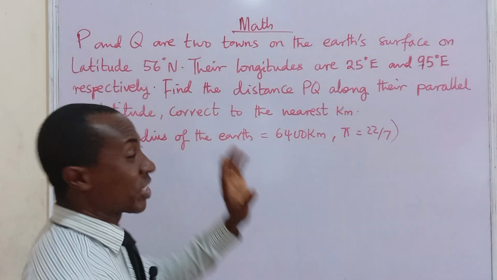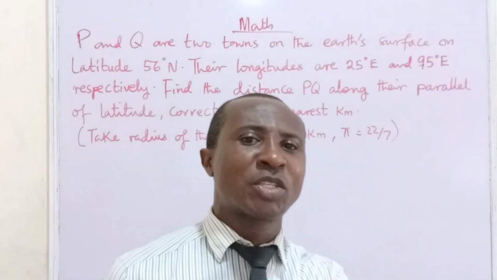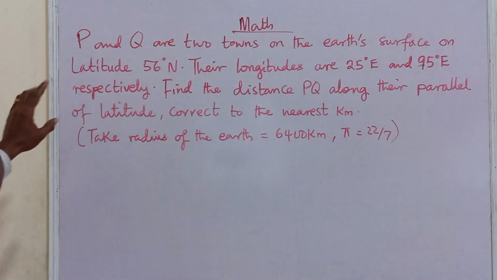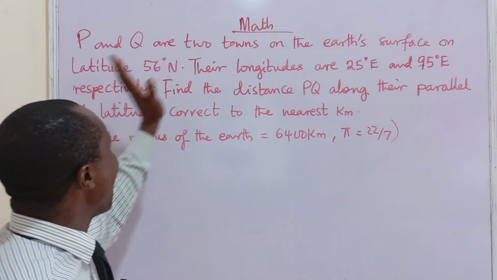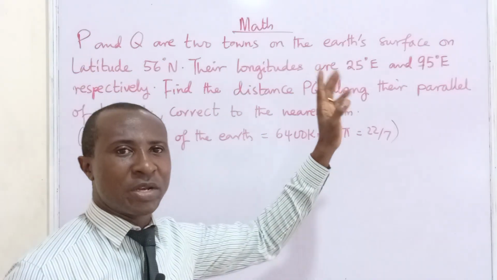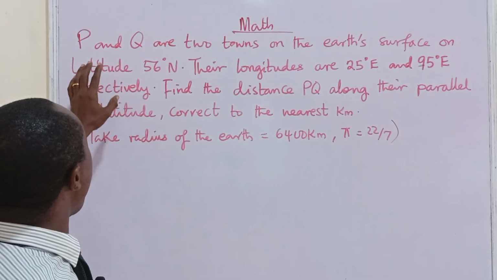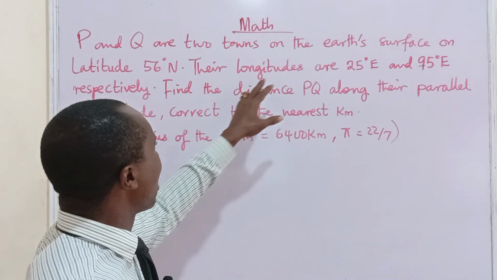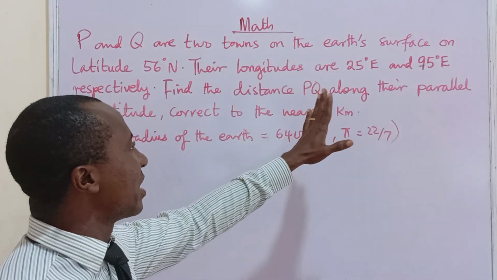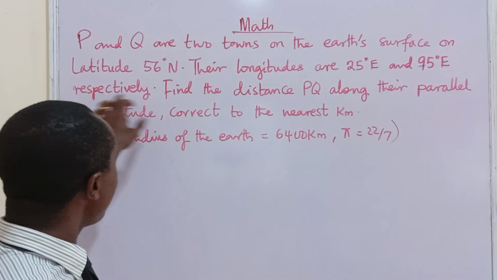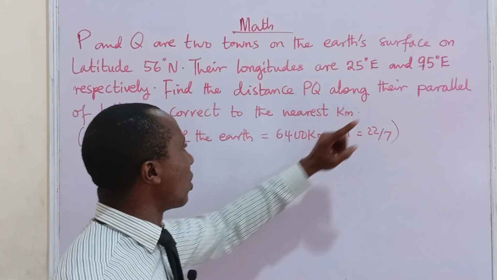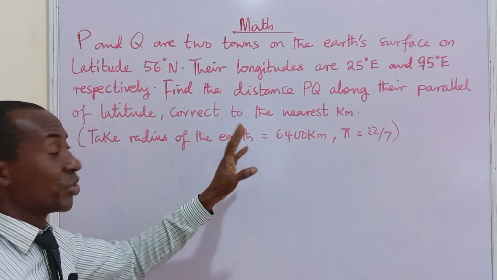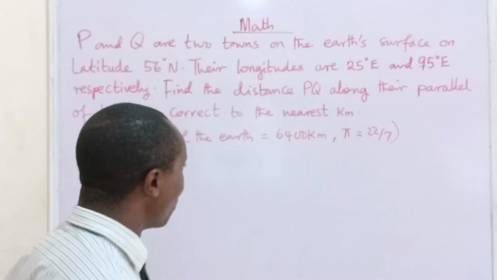Here we go again with the question. Look at this, it's on longitude and latitude. Now what do we have? P and Q are two towns on the Earth's surface on latitude 56 degrees north. Their longitudes are 25 degrees east and 95 degrees east respectively. Find the distance PQ along the parallel of latitude, correct to the nearest kilometer.